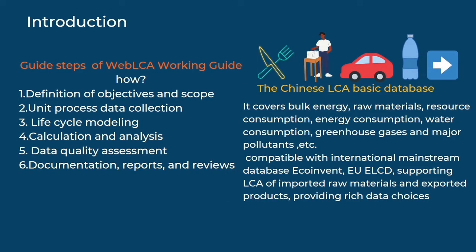So, how can the Web LCA Working Guide help? It contains 6 parts: definition of objective and scope, unit process data collection, life cycle modeling, calculation and analysis, data quality assessment, and documentation report reviews. And what about the Chinese LCA Basic Database? This one covers bulk energy, raw materials, resources consumption, and other consumption. It is also compatible with international mainstream databases, and supports LCA of imported raw materials and exported products, providing rich data choices.